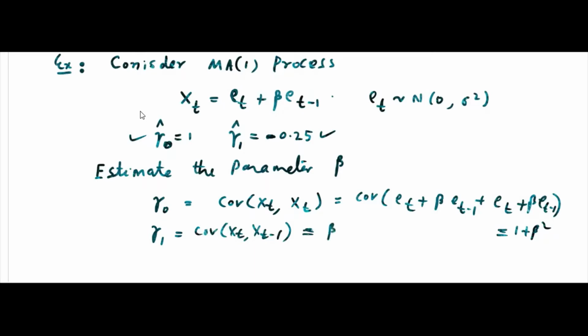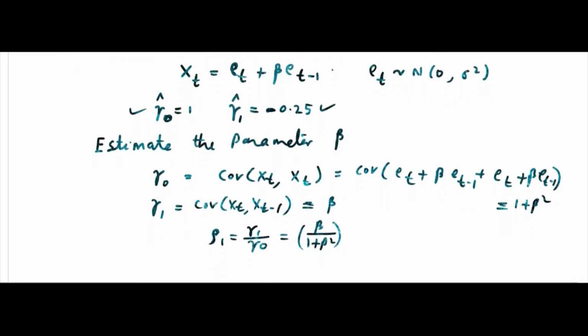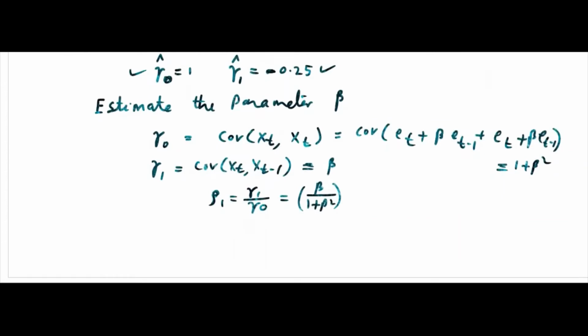So if you find rho 1 here, that will be gamma 1 by gamma naught, that will be beta upon 1 plus beta square. This is the population autocorrelation, but the sample autocorrelation is given. In point estimation, which you must have studied in CS1, we take the sample mean as the population mean, the sample variance as the population variance. If you have only one parameter to estimate, you can equate the sample autocorrelation to the population autocorrelation. Okay, this is point estimation.